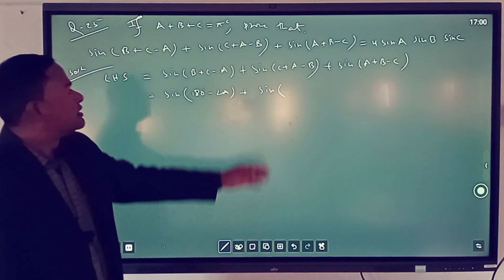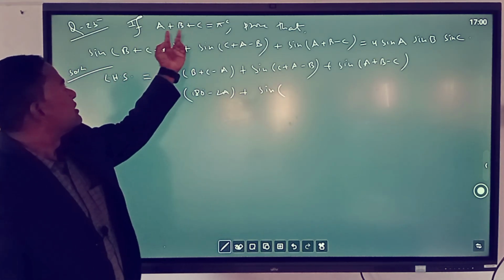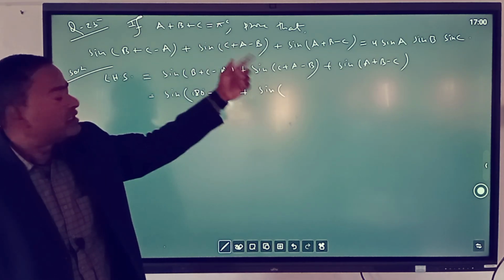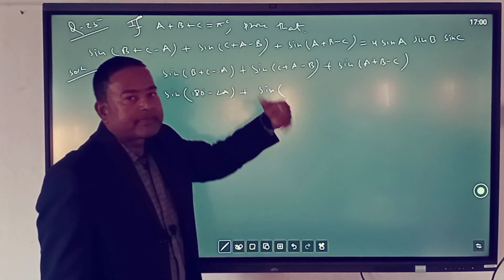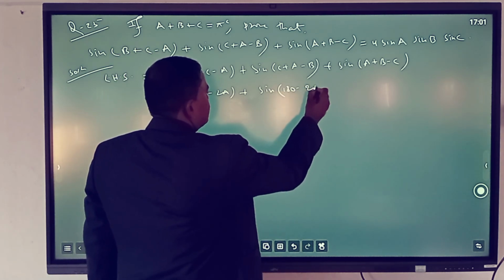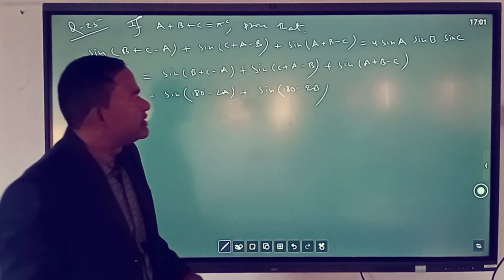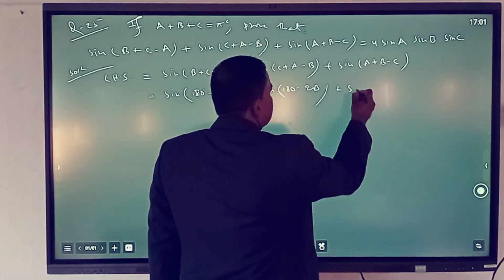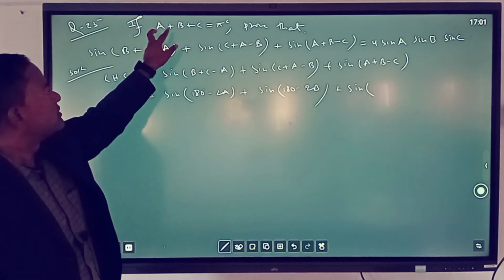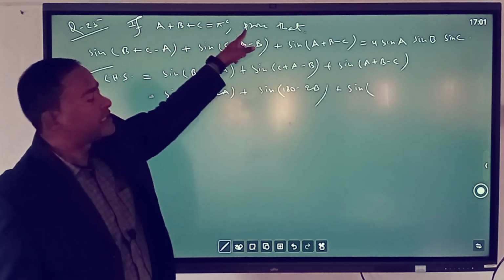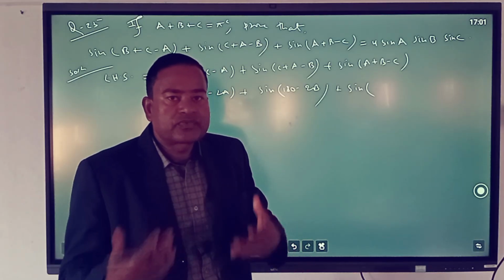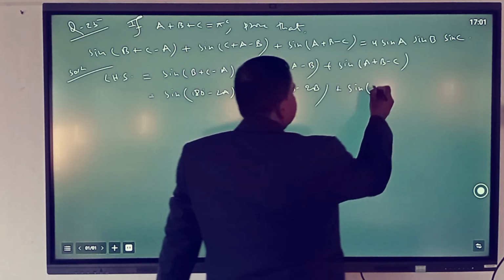Dear student, the value of c plus a, we can write as pi minus b, and minus b will be minus 2b, so it will be 180 degree minus 2b. Plus the value of a plus b. From the given condition, the value of a plus b will be pi radian minus c, and minus c will be minus 2c. That means we'll get 180 minus 2c.